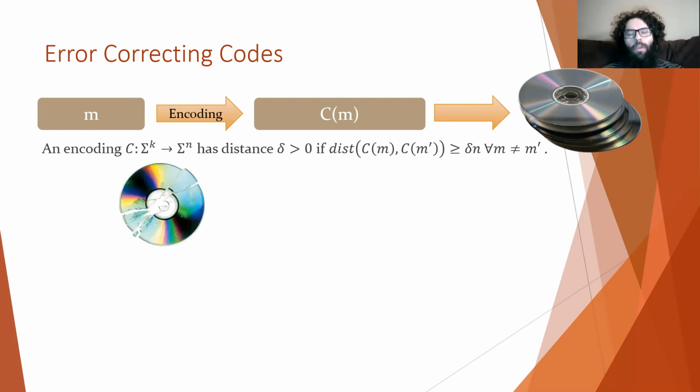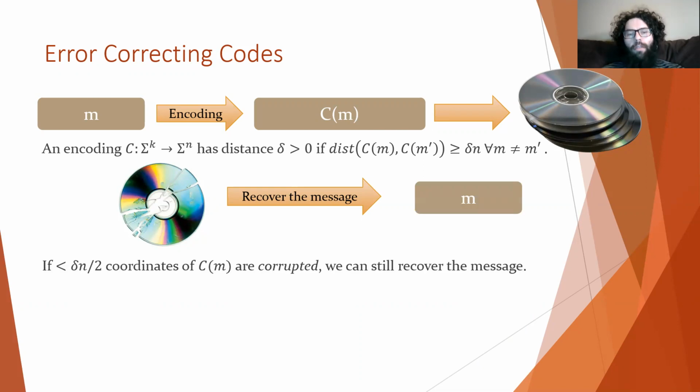Why is this useful? Suppose some part of the encoding has been corrupted for some reason. We can still recover the message. Specifically, if the number of corrupted coordinates in the encoding is less than delta over 2 times n, then, information theoretically, there is exactly one code word within this radius of delta n over 2. And so the message, at least information theoretically, can be recovered.